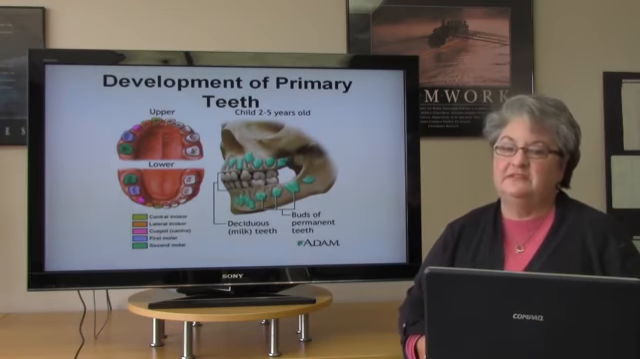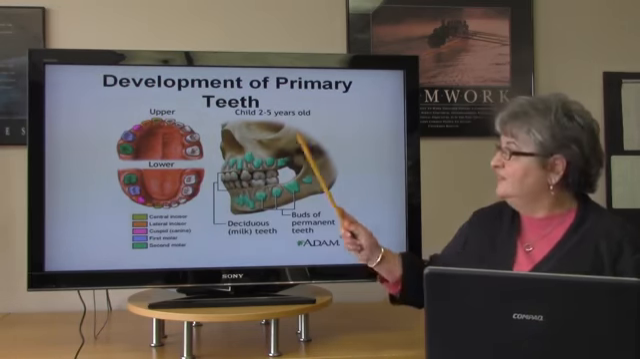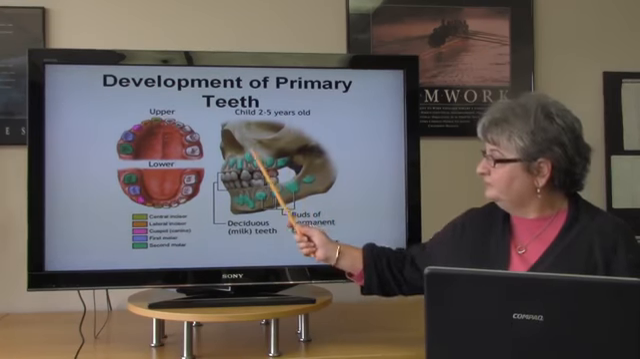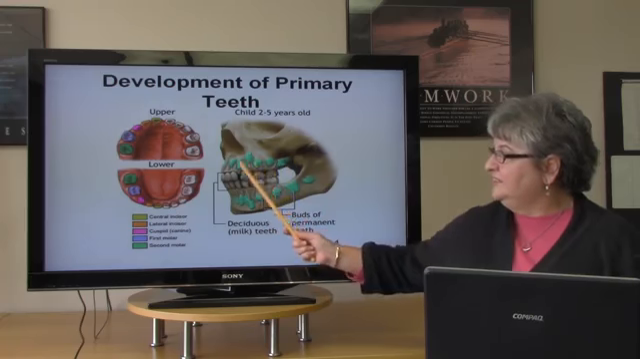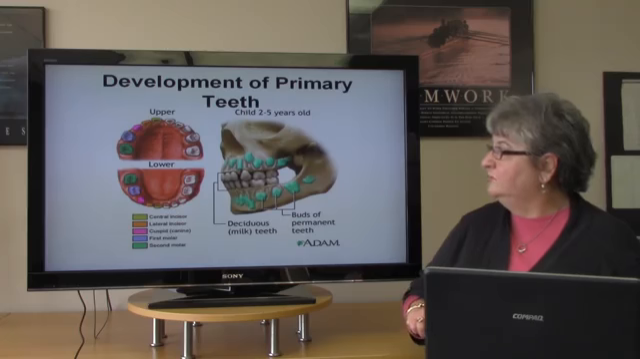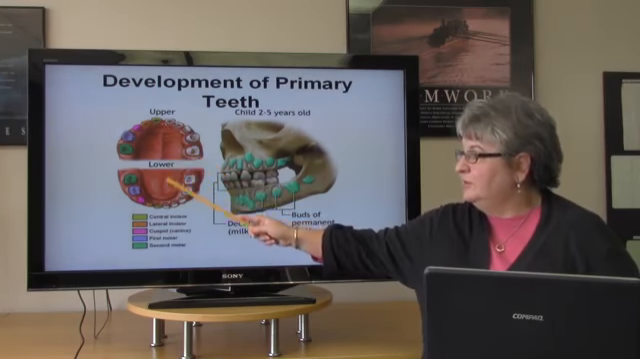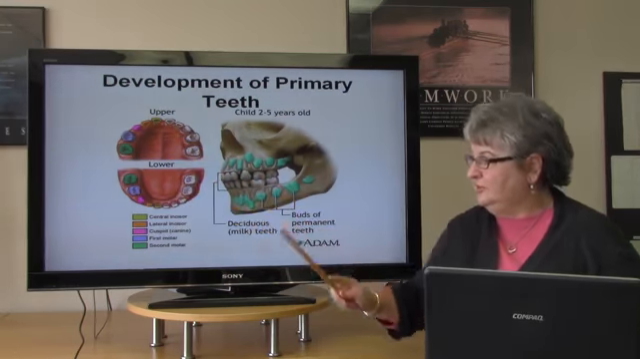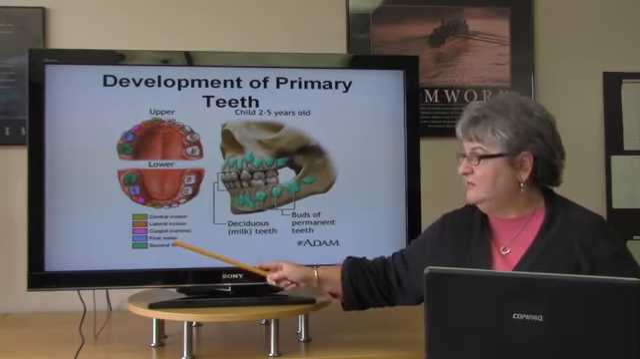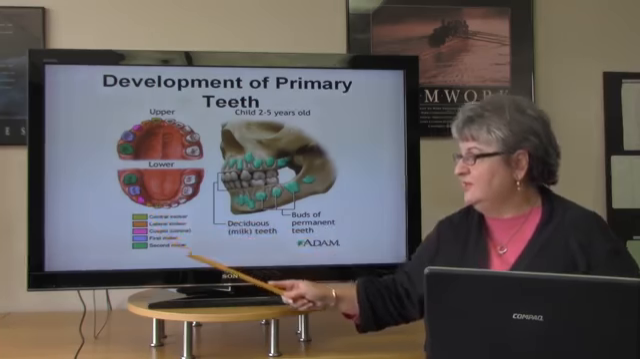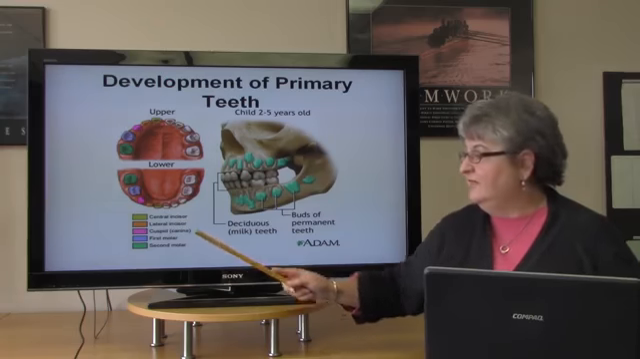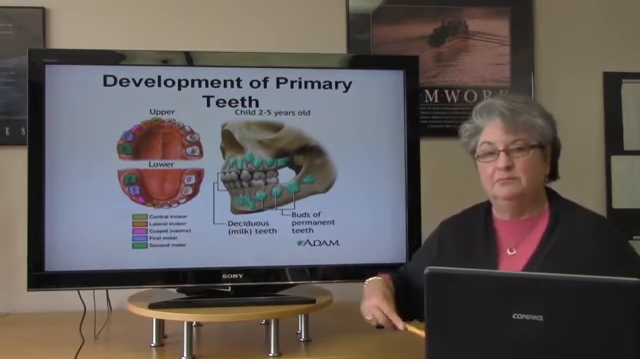This is a chart of the development of the primary teeth, and this is a child age 2 to 5 years of age. Right here we see that the tooth buds of the primary teeth are already developing in this jaw. And again, it's upper, lower, and mirror image. The first two teeth are the central incisors. The next two teeth are the lateral incisors. The next are the cuspids or the canine teeth. The next are the first molars. And then the next are the second molars.